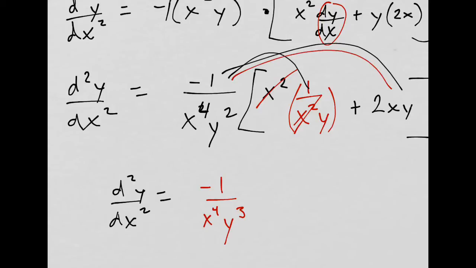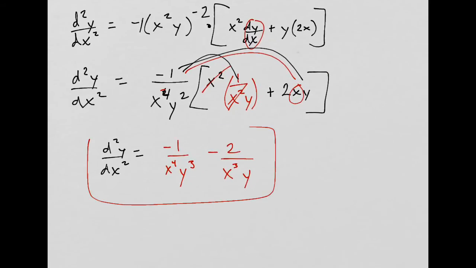And I distribute it one more time, and that would become a minus 2, and then the x would be x to the third. And then just y. And there you go, the second derivative in terms of x's and y's.